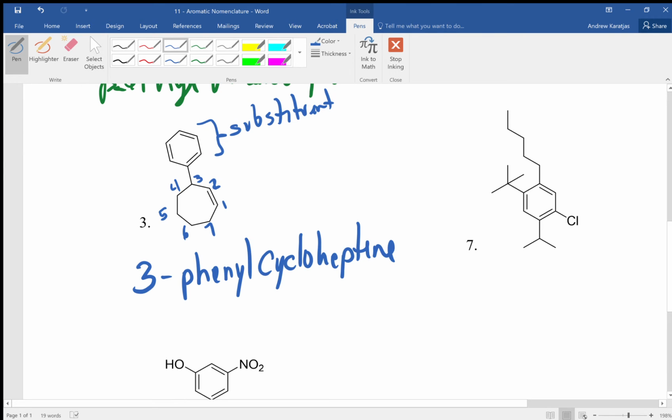Notice I didn't put a number in for the cycloheptene. And that's because when the alkene is in a ring, if there's only one, because alkenes get priority, then we know by definition that alkene has to be on carbon 1. So while you could say 3-phenyl 1-cycloheptene, the 1 actually ends up being redundant there, and so in general we just don't put it in.